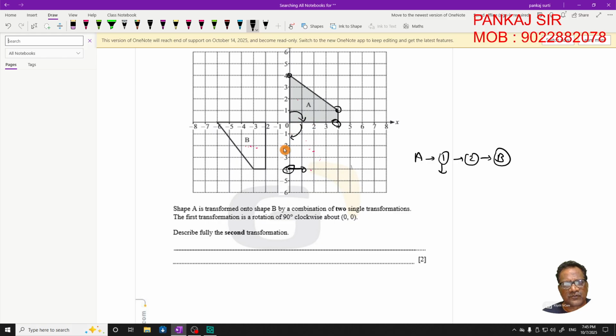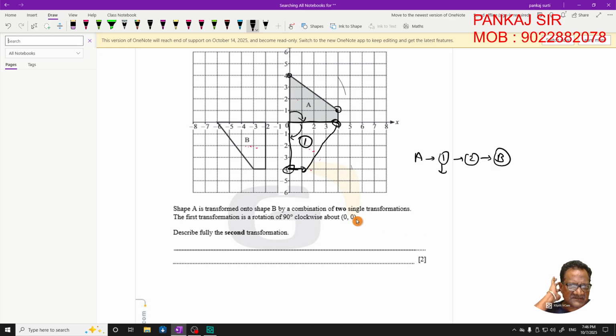Now all you have to do is join these points to get the figure, which is after the transformation 1, that is rotation of 90-degree clockwise. So let me do that. So this will be that figure. So this is that figure. So this is my result after the first transformation, right? This one.